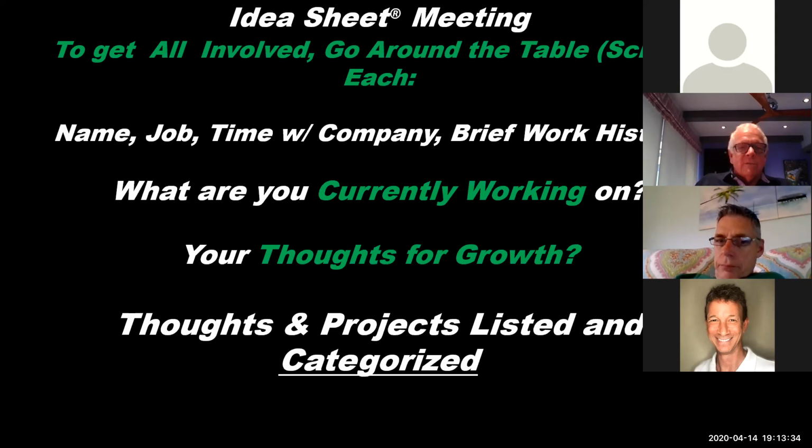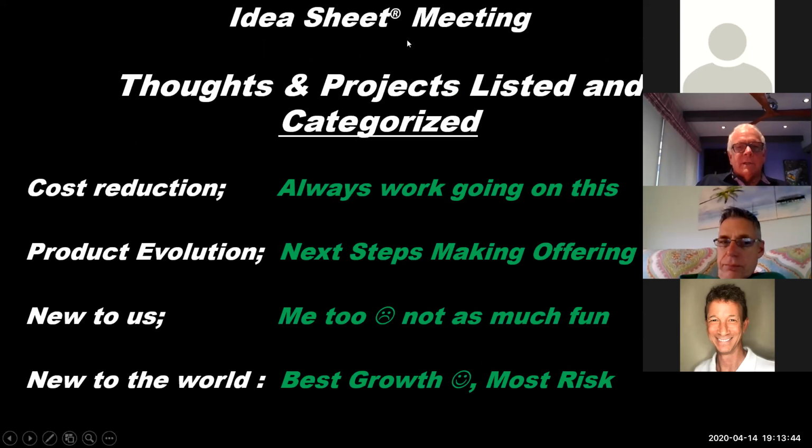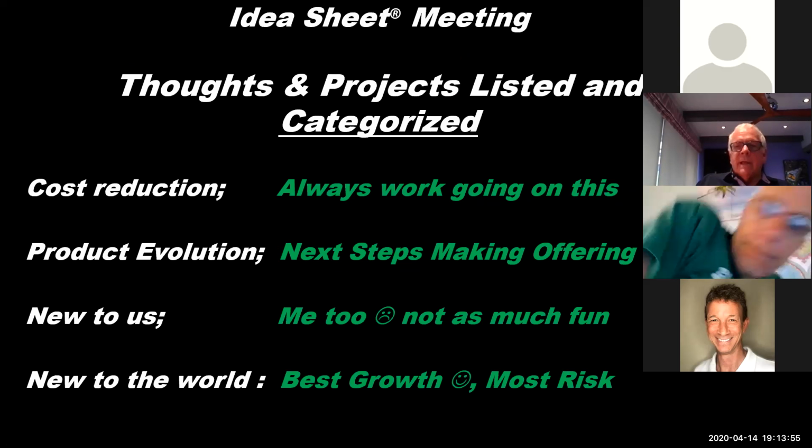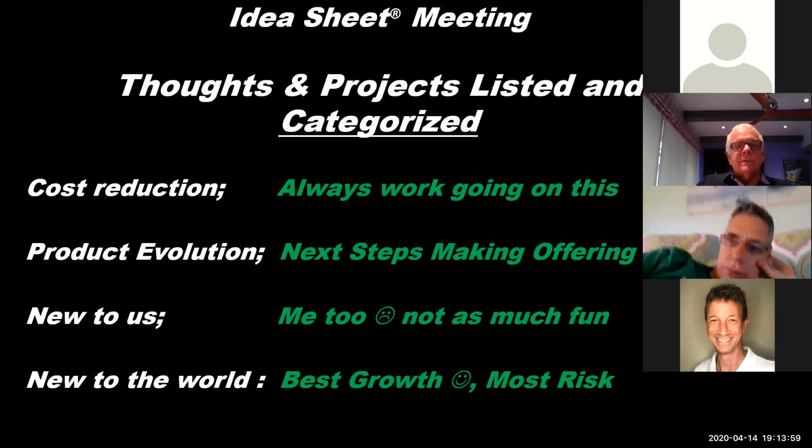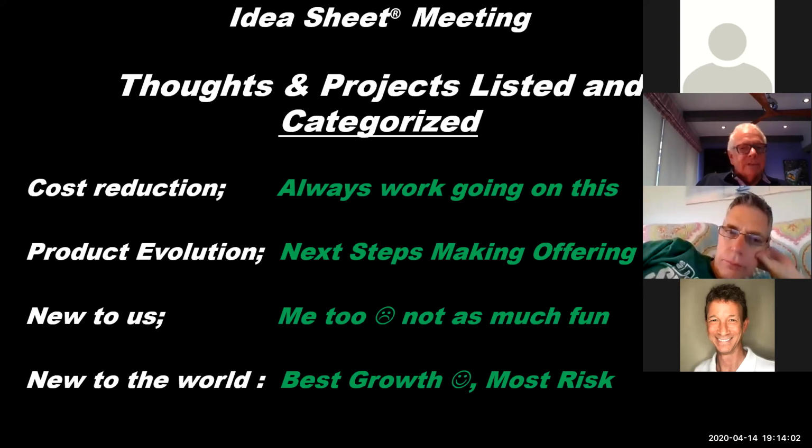Then as you get through that, you say, and what are your thoughts for growth? Did you bring something today for us to put up on the board? The thoughts and projects are listed and categorized. Now, I said this, I'm repeating, but everybody's always working on cost reduction. So that's a list that goes down one side of the page, and it's a good thing. People are working on cost reduction. Those are good projects. Product evolution is the next steps in making what we're offering better.